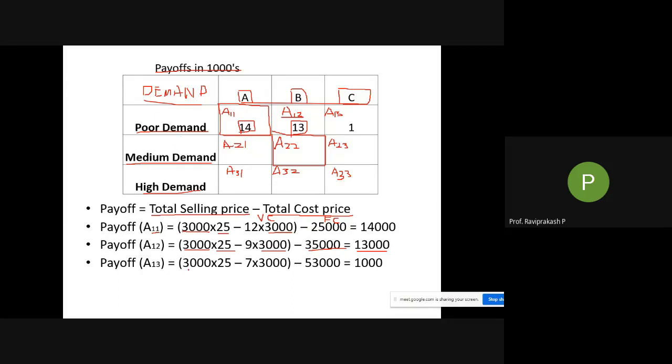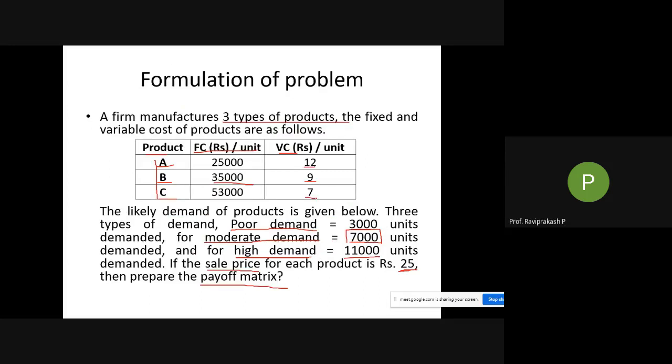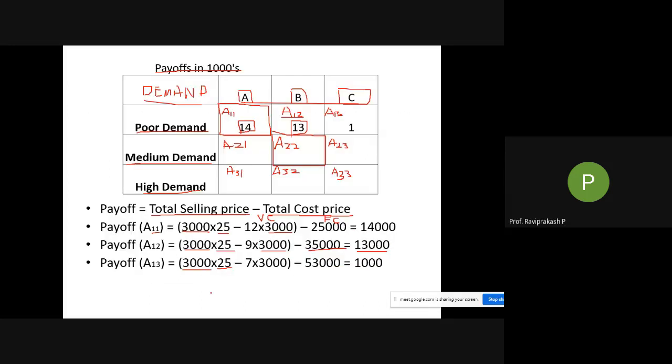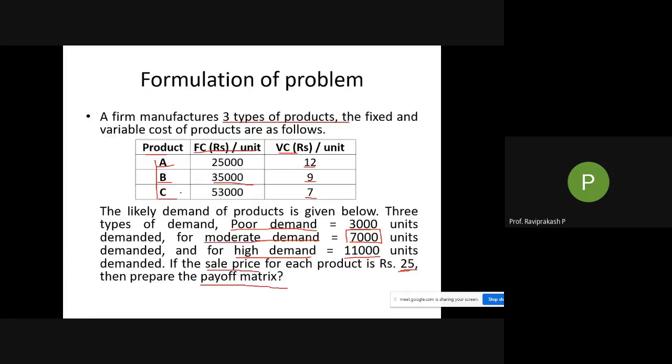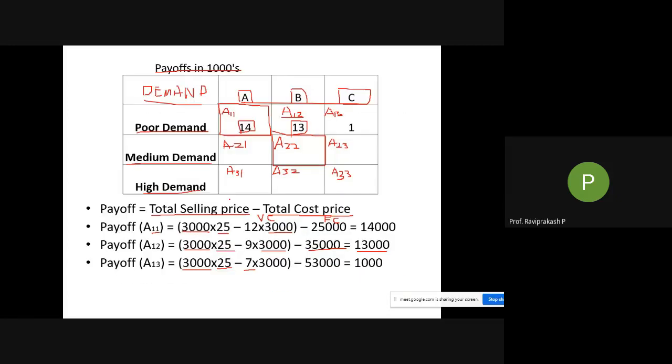So for poor demand it is 3,000. Selling price is 25 only. But for product C, what is the variable cost? For product C, variable cost is 7. So I am writing 3,000 into 25 minus 7, this is the variable cost, 7 into, again the number is 3,000. Minus, what is the fixed cost? Fixed cost is 53,000. When I subtract, I am getting only 1,000. So I'll write 1 here.